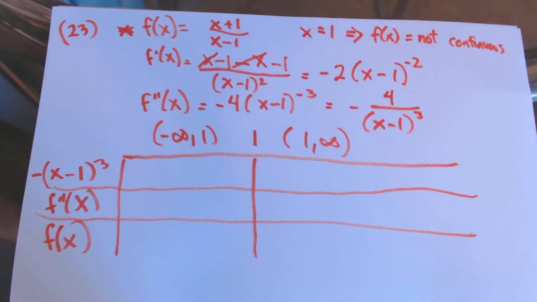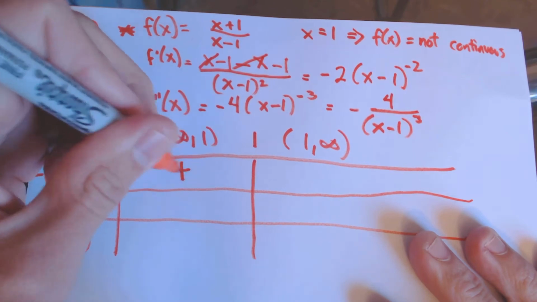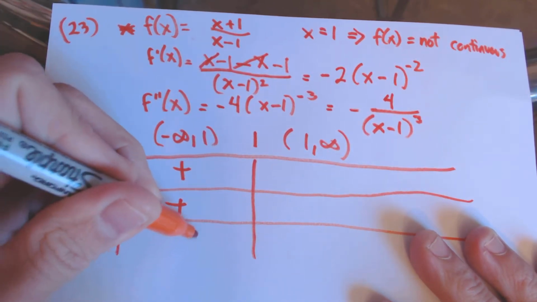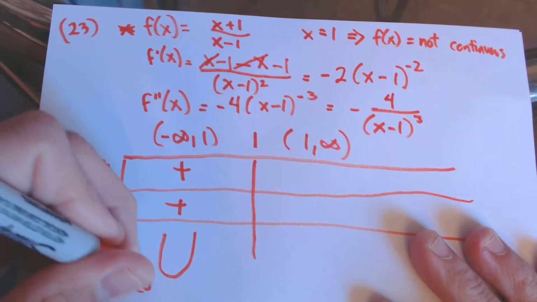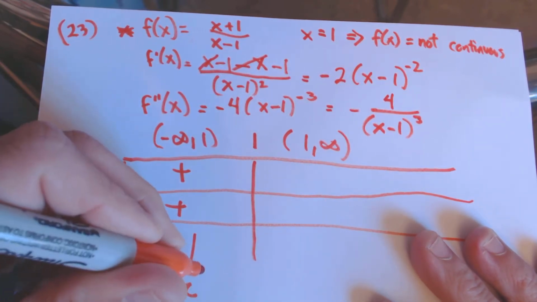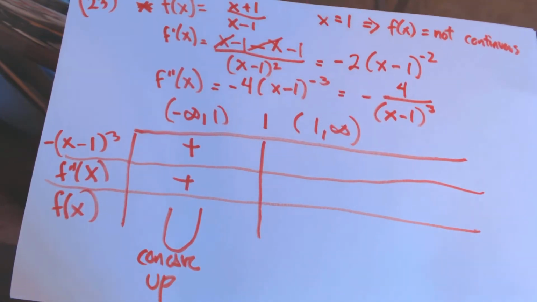Alright, so between negative infinity and 1, let's pick 0. 0 minus 1 cubed is going to be negative, times the outside negative will be positive. So the function will be concave up between negative infinity and 1.